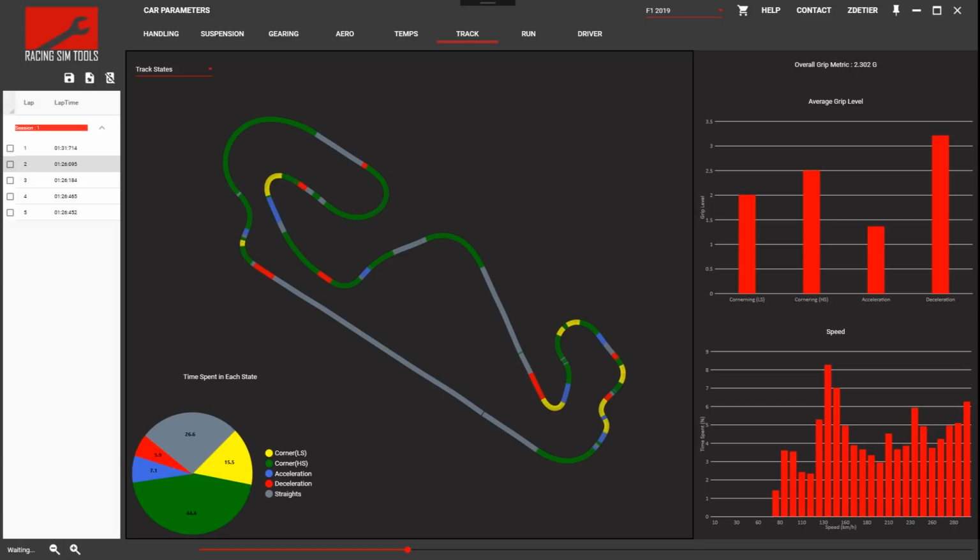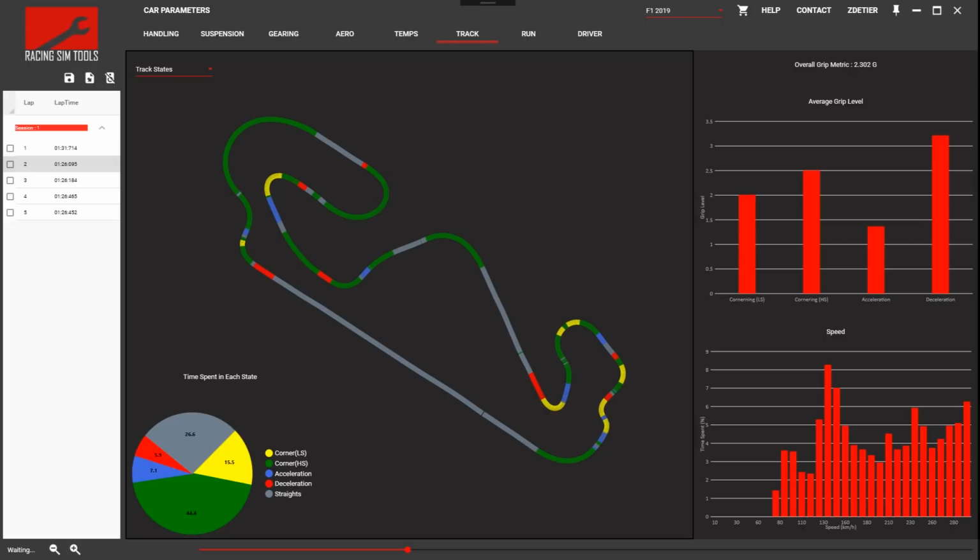If we were doing a track where low speed cornering was a little bit more, we had a higher percentage of time spent in that region, and our speed histogram was indicating a lower speed average, then we would know that we need a little bit more mechanical grip, meaning we would probably have a little bit softer suspension to give us that mechanical grip.